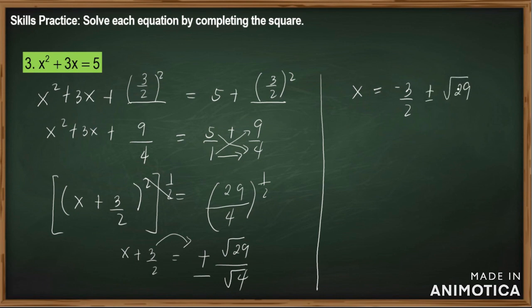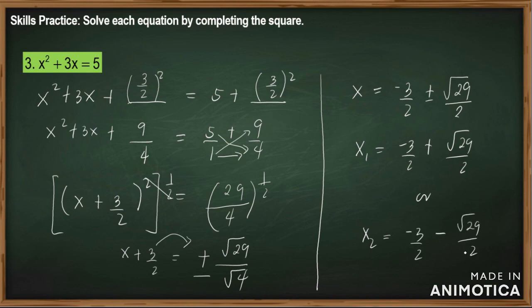Square root of 29 cannot be simplified anymore because it does not contain any perfect square factor. Then the square root of 4 is equal to 2. Okay? As what I mentioned in the previous items, we cannot combine a radical to an integer or even a rational. So we have here x now. First value of x is negative 3 halves plus square root of 29 over 2, or x is equal to negative 3 halves minus square root of 29 over 2.